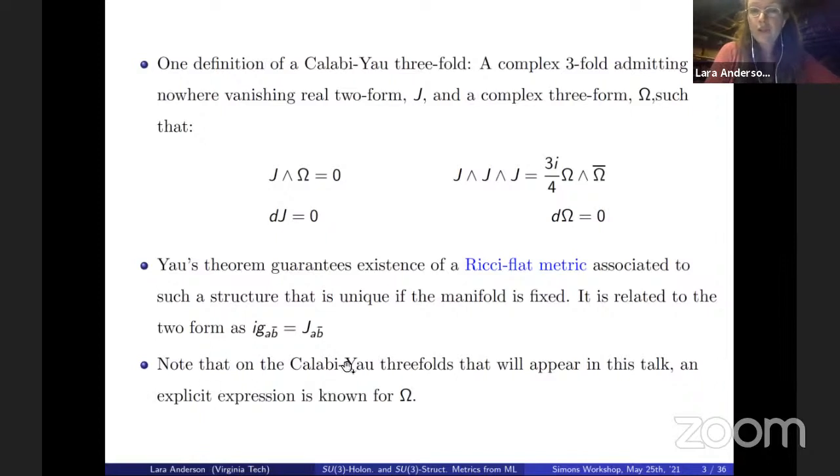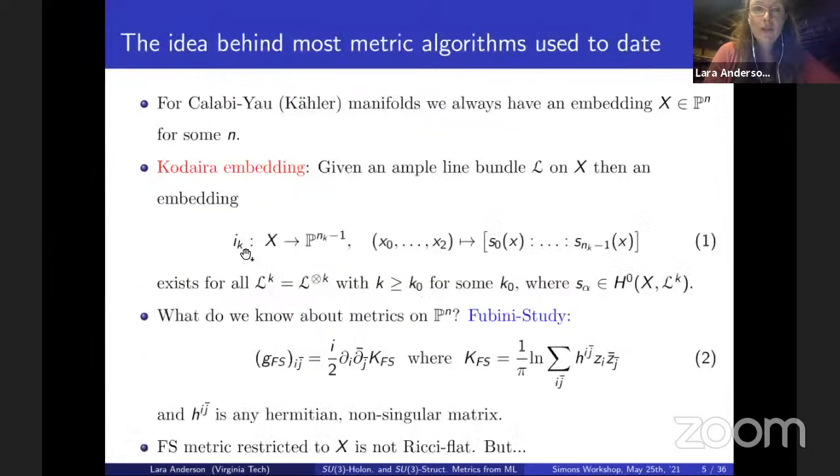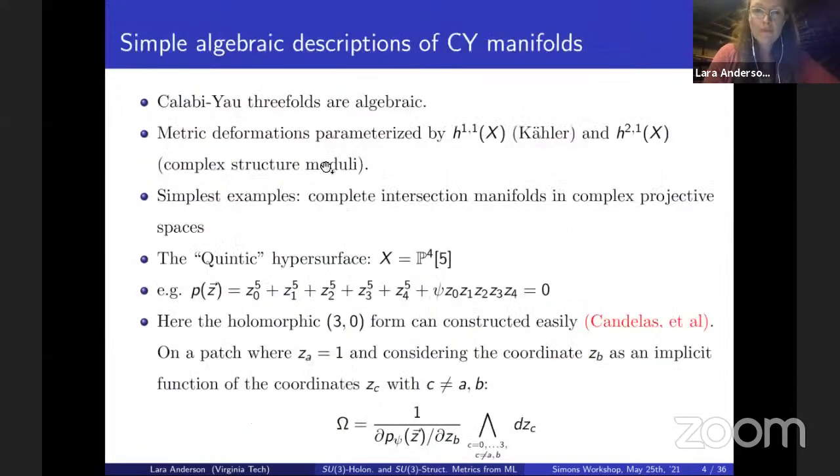A quick aside: for Calabi-Yau threefolds that will appear in this talk, an explicit expression is actually known for the holomorphic three form, capital Omega. And we'll come back to that in a second. Sorry. A couple of facts for this talk.